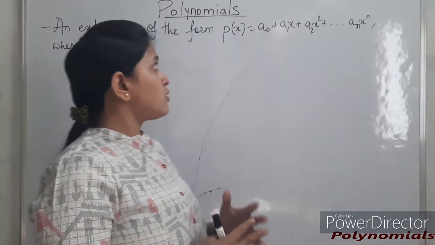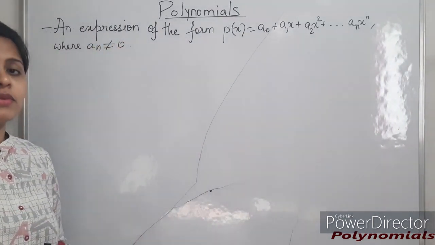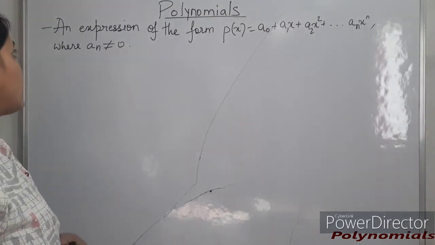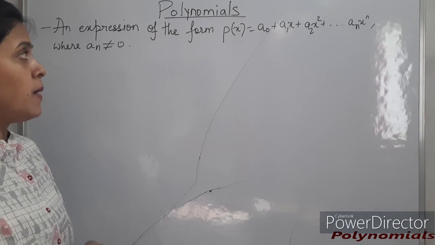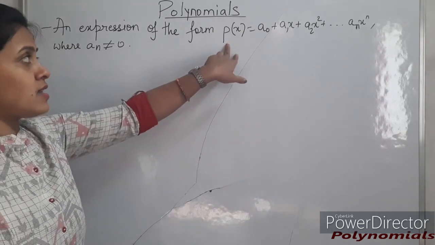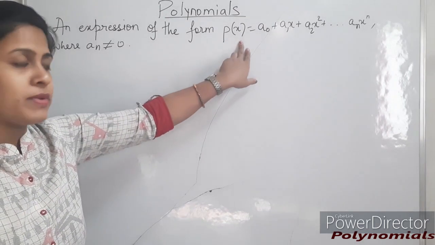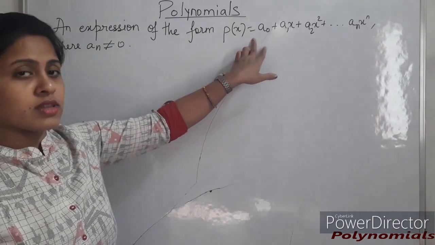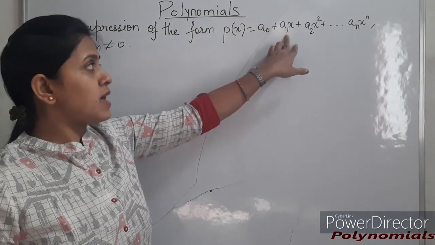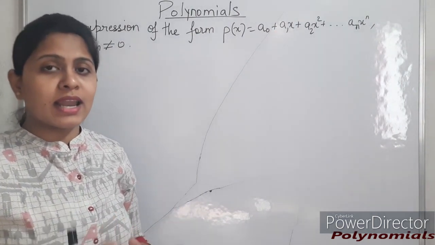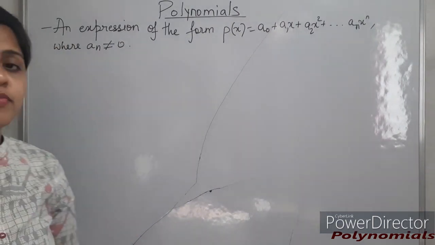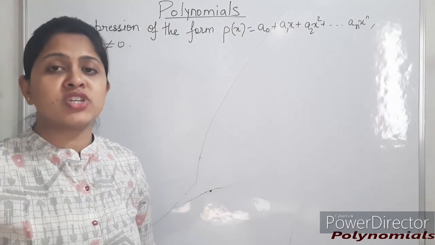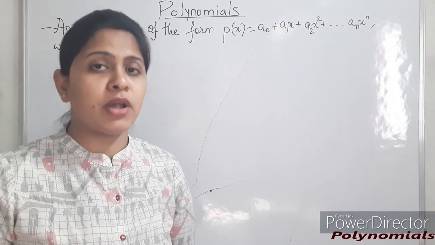Okay, so let's start the polynomials without wasting time. A statement has been written on the board that an expression of the form p(x), that means polynomials, an expression of the form p(x) which is equal to a0 plus a1x plus a2x square, like this, is called a polynomial. Wherever you see this type of expression, it is a case of polynomials.